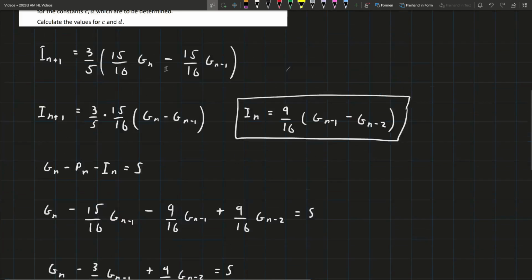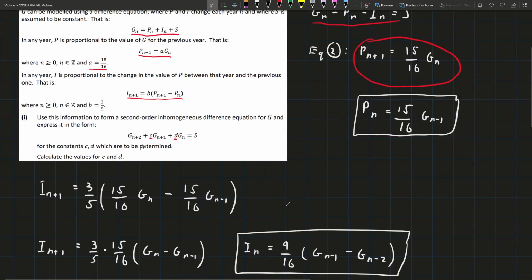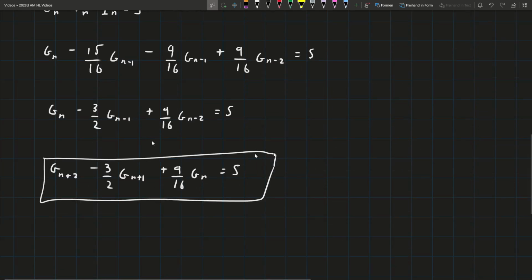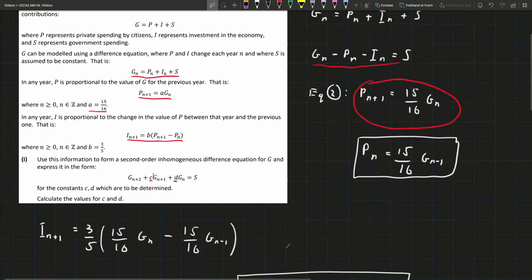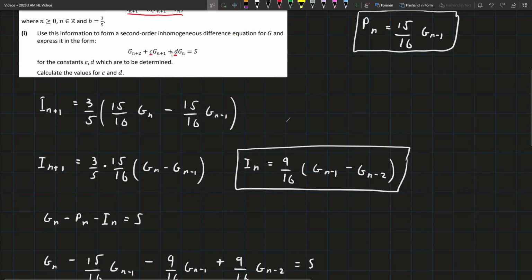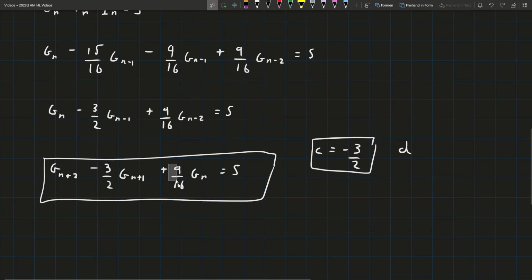Now we do have to do what the question asks. So it says the values for c and d. Well, c is just the number before the n plus 1. So the number before the n plus 1 is minus 3 over 2. So c equals minus 3 over 2. Notice that it is minus because in the original equation, this is a plus, but here we have a minus. So we have to make sure we're taking that minus into account. And then d is the number before the Gn, which in our case is 9 over 16. 9 over 16. And that's part 1.